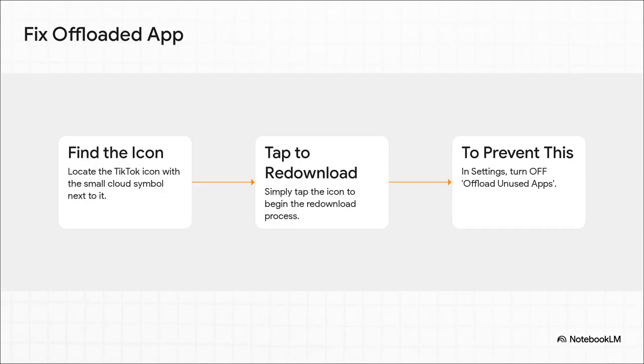And what if your app was just offloaded? Well, this is the easiest fix of all. Seriously, just find that icon on your home screen with the little cloud symbol next to it and tap it. That's it. Your iPhone will handle the rest. And hey, if you want to stop this from happening again, just go into your iPhone settings, find the App Store section, and you can turn off the Offload Unused Apps feature.